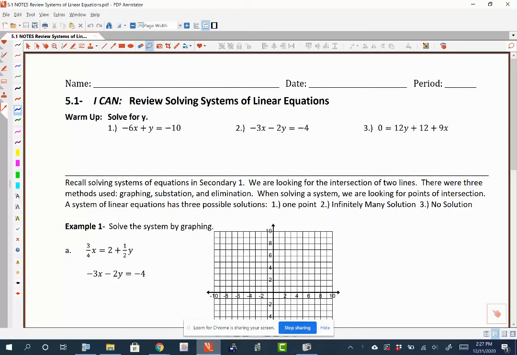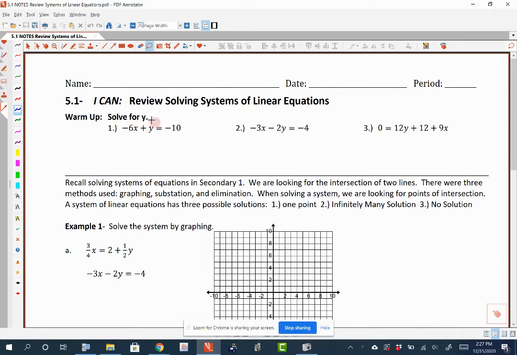Ready to start Unit 5, and our objective in this first section, 5.1, is I can review solving systems of linear equations. So hopefully this video will be a complete review, but it'll go over some important things that we're going to need as we progress in this unit. So let's look at our warm-up first.